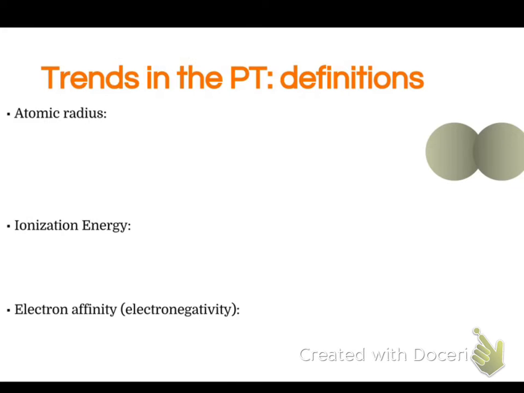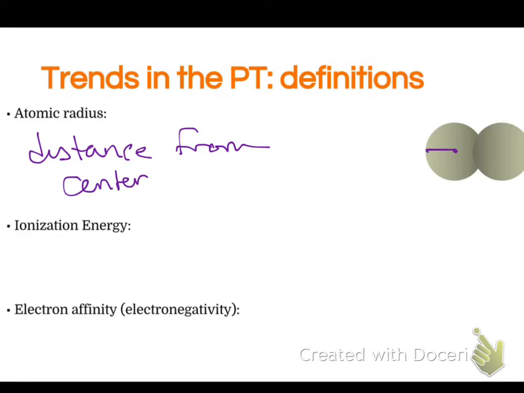Okay, so for the rest of the trends, we need to have some definitions. So atomic radius is based on the distance between the center of an atom, which is the nucleus, out to the edge. And that space is mostly occupied by electrons.